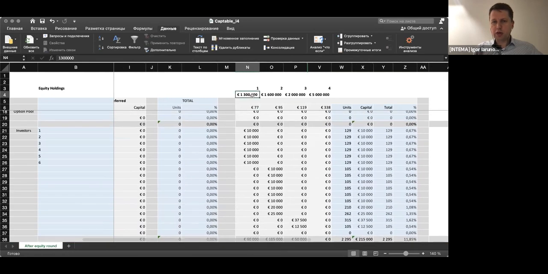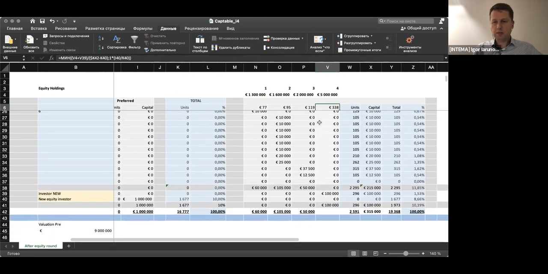For the guys who had the valuation cap of 1.3 million, the price of a share is 77 euros. For these guys, it's 95. The higher the cap, the higher the share price is. Okay.